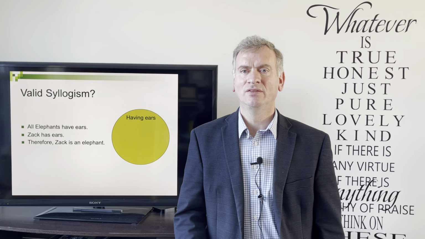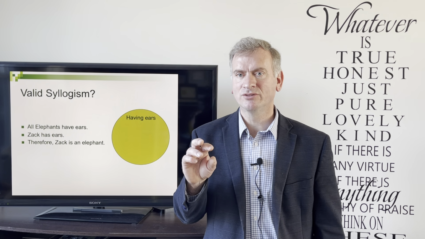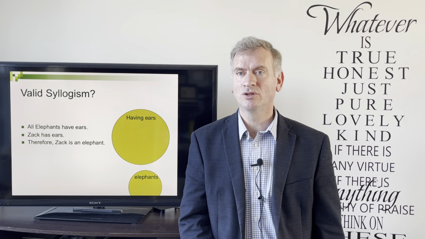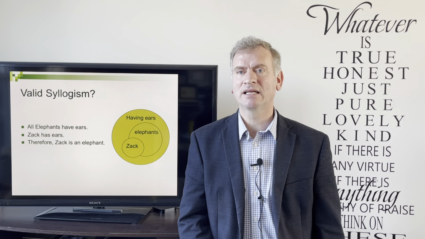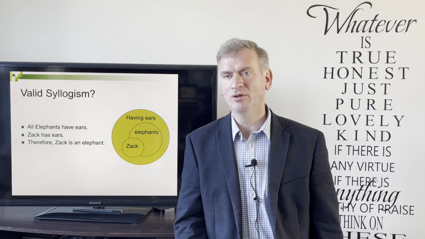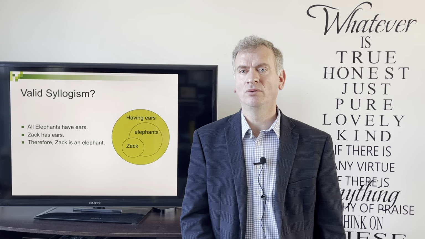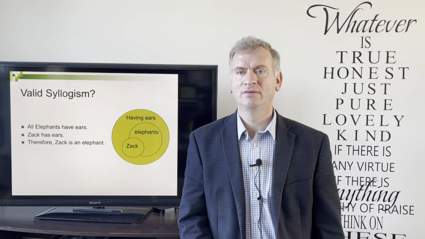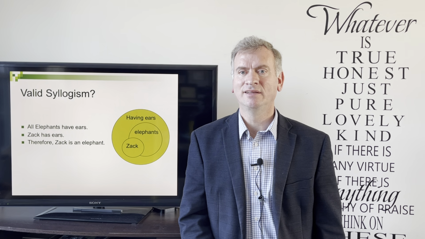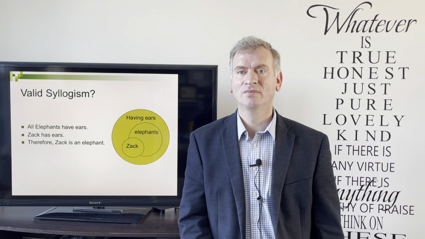What about this one? All elephants have ears. Zach has ears. Therefore, Zach is an elephant. Well, when you diagram that, you see that the middle term, having ears, is not distributed at least once. And so we don't know whether Zach is an elephant or not. We know he has ears, but we don't know if he is an elephant or not. So there's a question mark.